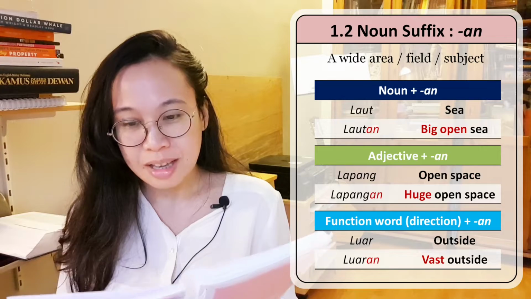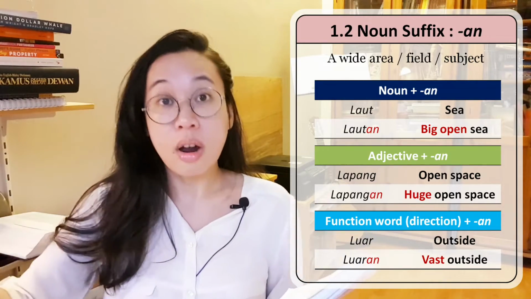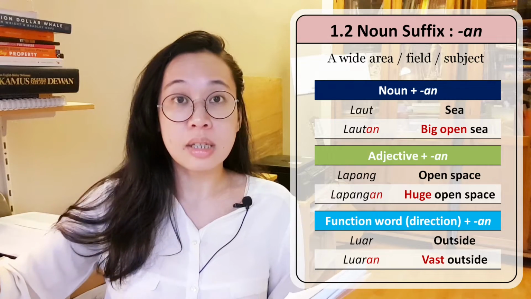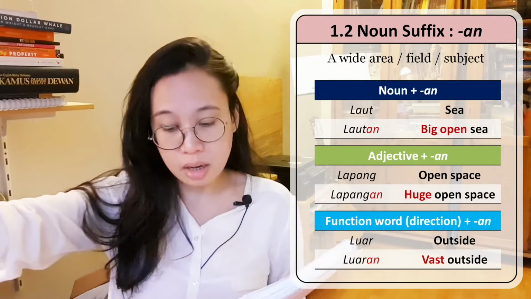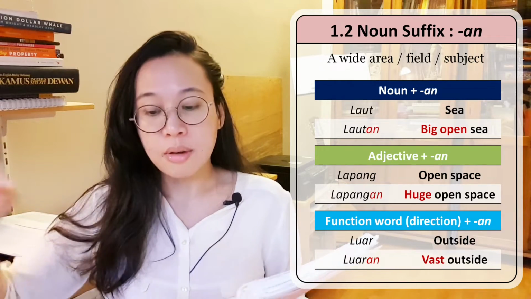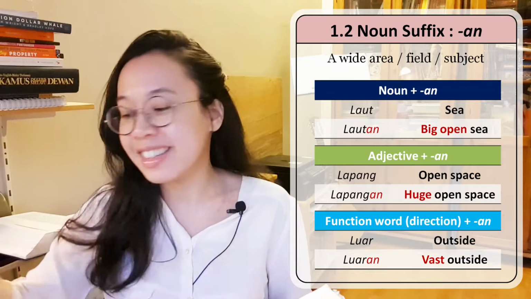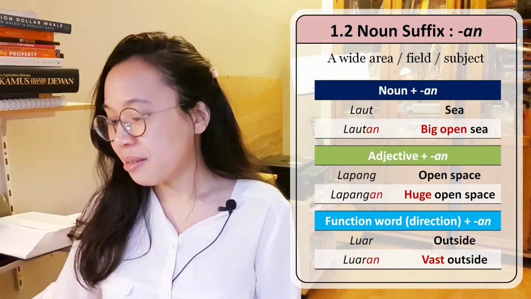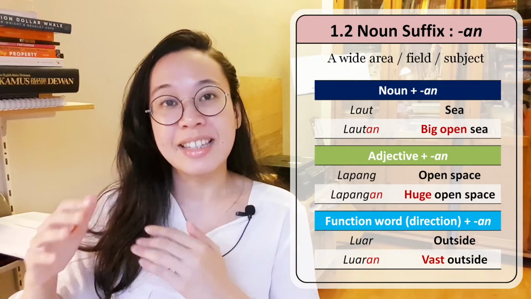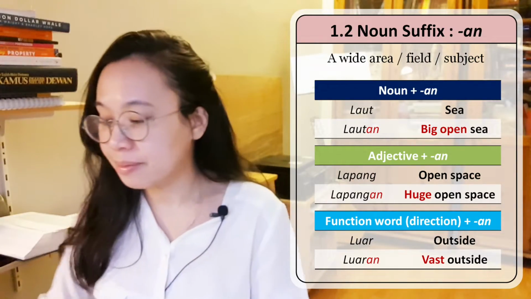And the third one is the function word pertaining to direction, luar. Luar means out, outside. Luaran means the outside that is wide and vast, like the external. So basically in this sense, you put an an there and it becomes big and wide. Okay, let's move on to the next one.